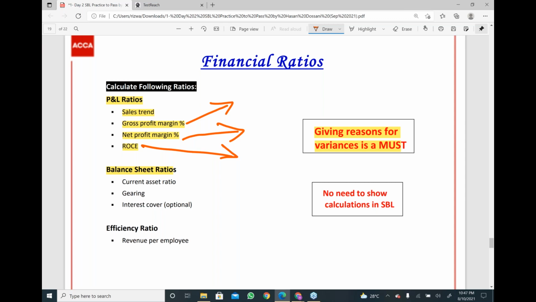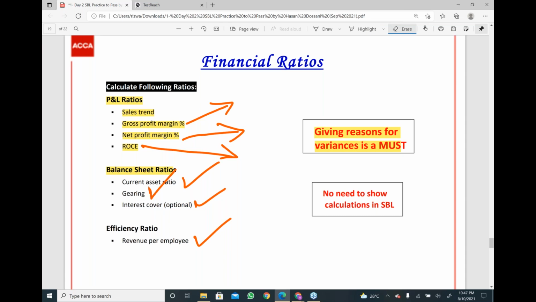On the balance sheet, we will talk about the current asset ratio. Another examiner favorite is gearing, and interest cover optional. So these are the few basic ratios, and on the non-financial side, you can do any kind of efficiency or non-financial ratio. The easiest and most common is revenue per employee. Please look at this one.